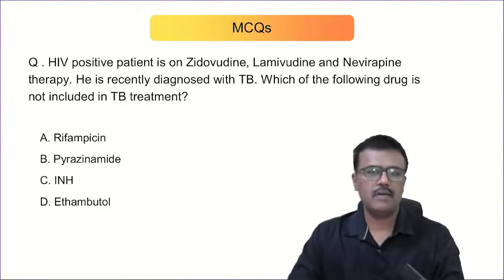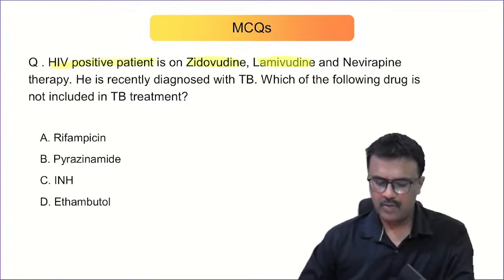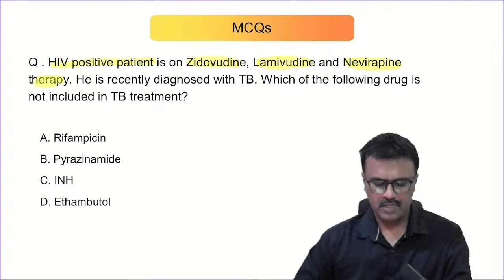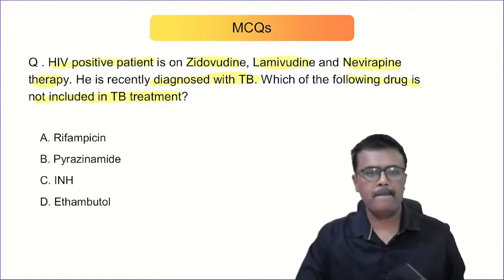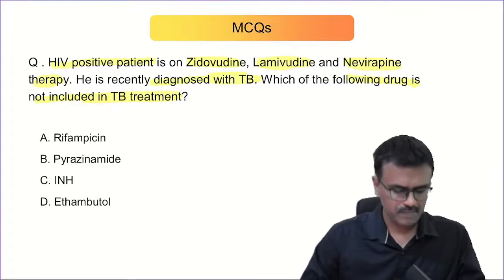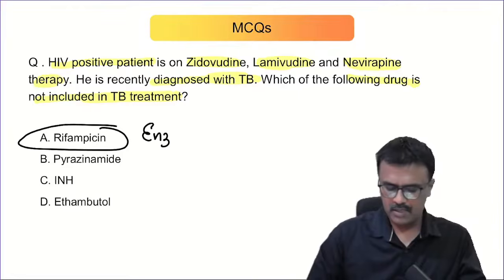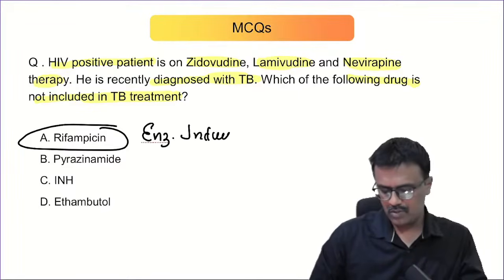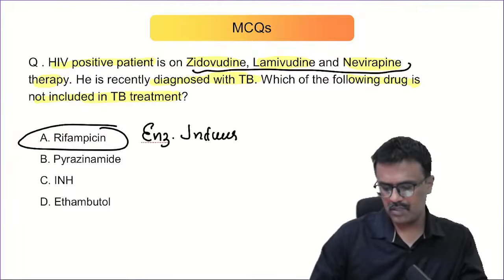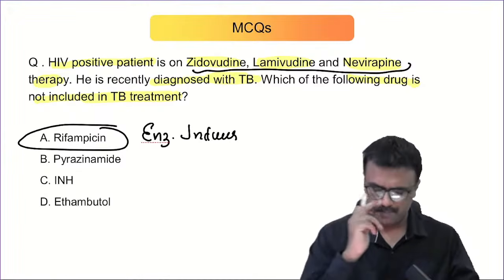Now let us take up some MCQ here. An HIV positive patient is on zidovudine, lamivudine and nevirapine for HIV, and is recently diagnosed with TB. Which of the following drugs is not included in TB treatment? Can you guess? I think I asked this question yesterday also, same question. So the drug that is avoided is rifampicin, because rifampicin is an enzyme inducer. So it can reduce the levels of these drugs. So be careful and try to replace it with rifabutin.